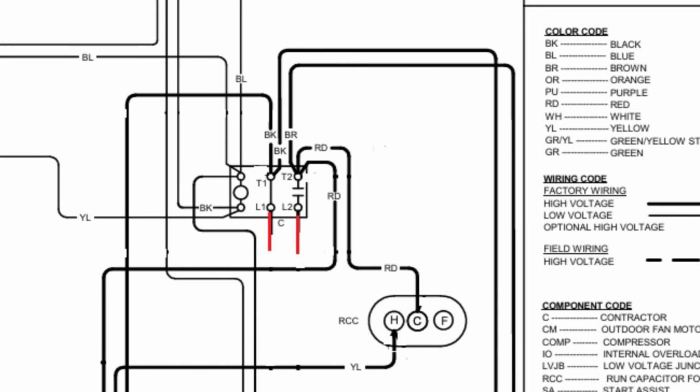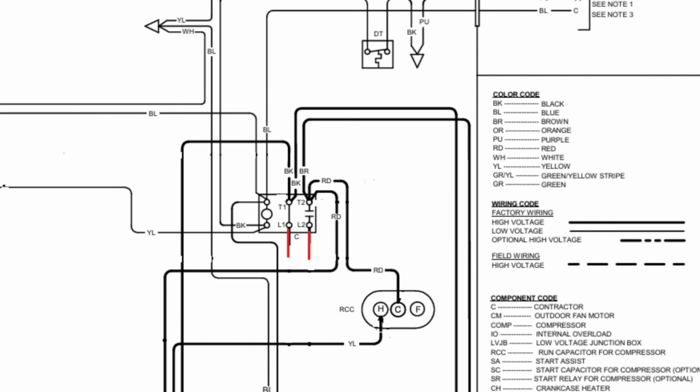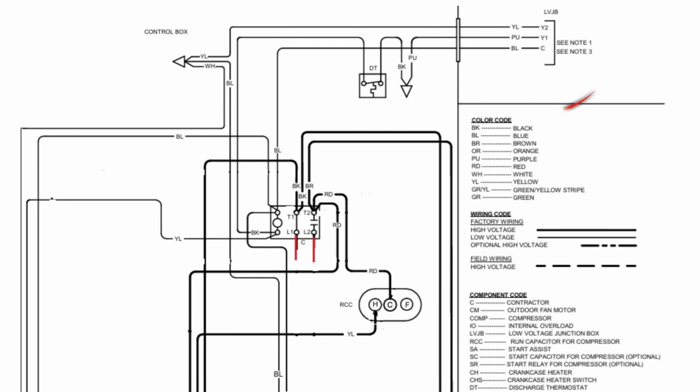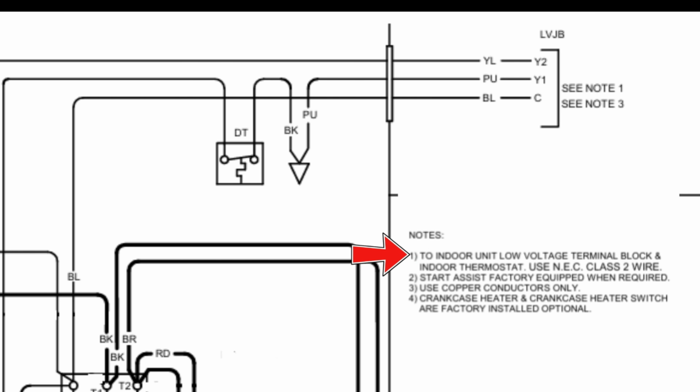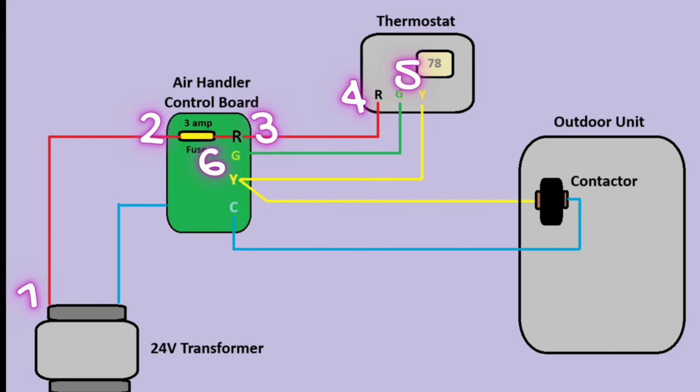If you take a look at the schematic, where would you see the low voltage coming in? It's up in the corner here, up top. Now these are your low voltage control signals. That's the 24 volts that we need at our contactor. So this particular schematic is a two-stage cooling system. You can see we have Y1, Y2. We have a common. If you see the notes, it says right here on the schematic, it's to the indoor unit low voltage terminal block and the indoor thermostat. That is the voltage coming in from our steps 5 and 6 that we covered earlier.